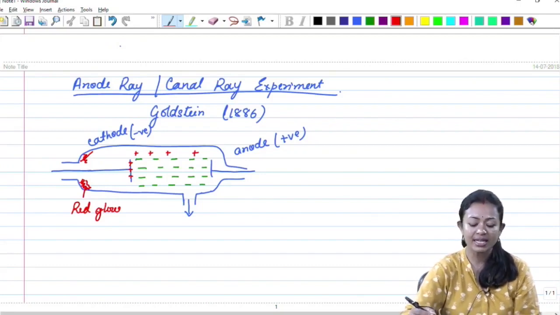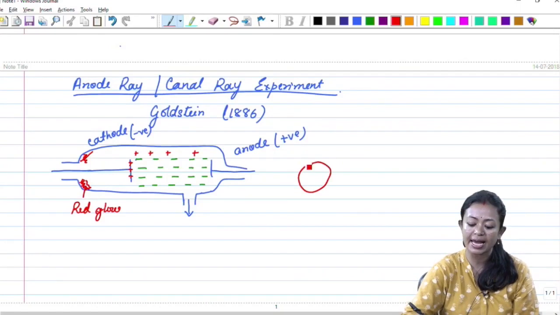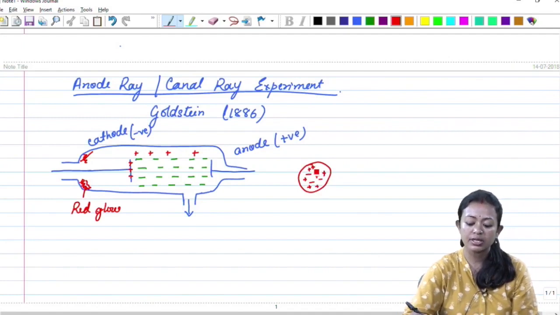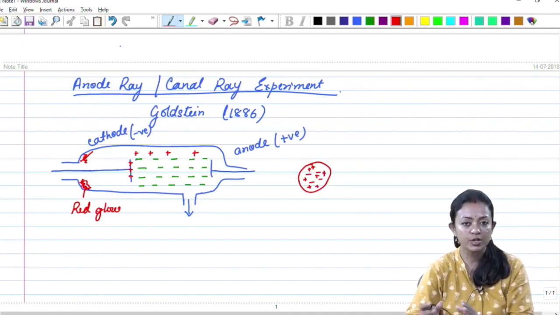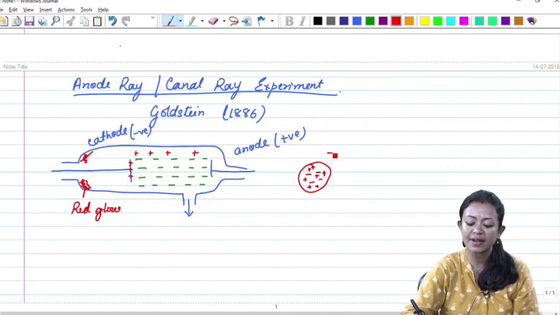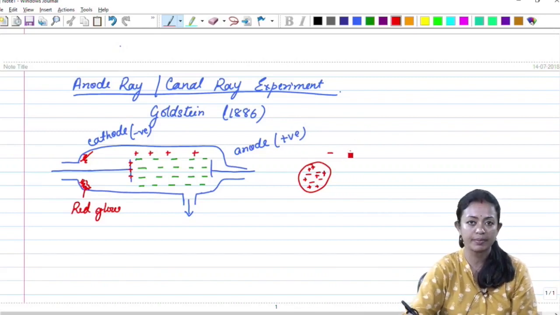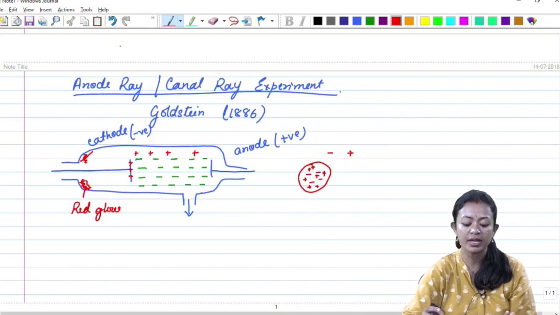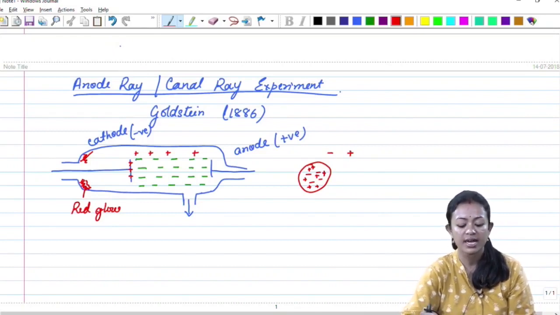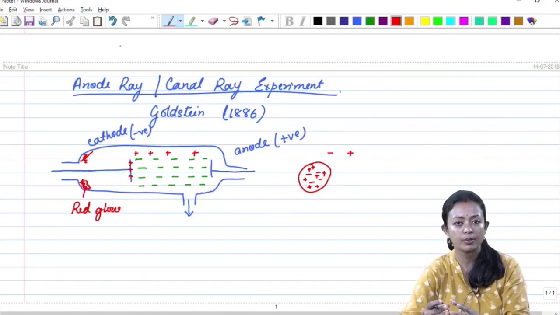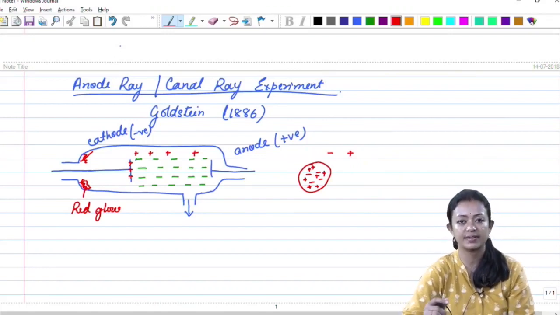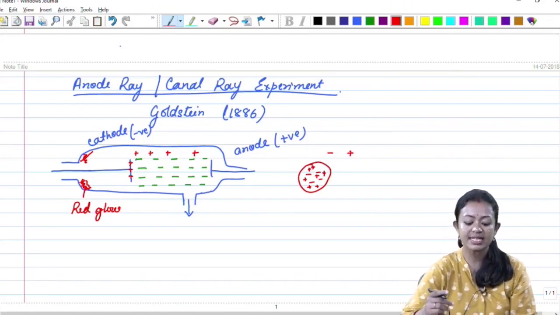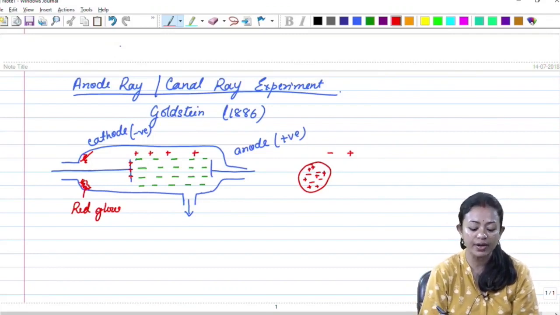So this basically explained that an atom is made up of electrons and positive charges. Now, when electric current was passed through it, the negative and the positive charges split up. The negative charges were moving from the negative end towards the positive end, whereas the positive charges were moving from the positive end towards the negative end. And thus it gave rise to the canal ray or the anode ray.